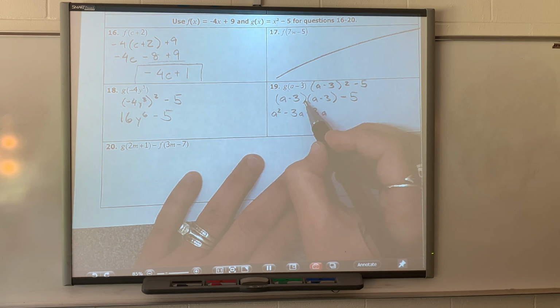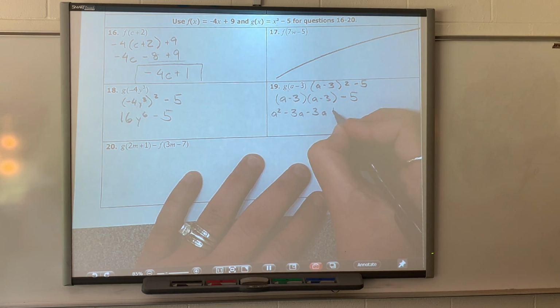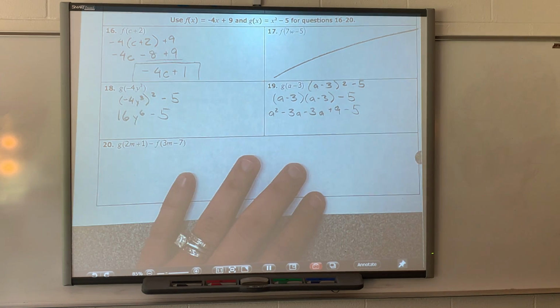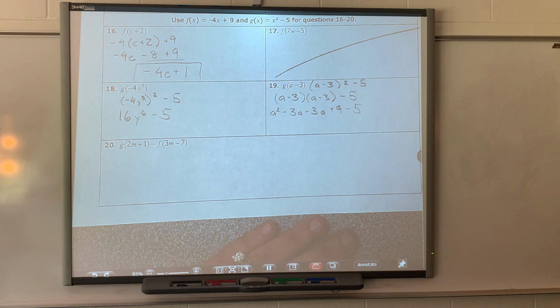-3a again, and then I'm multiplying the two last terms. -3 times -3 should give me a positive 9. When you multiply two parentheses, you should end up with 4 terms. Now I've still got this minus 5 back here. Now what do I do?